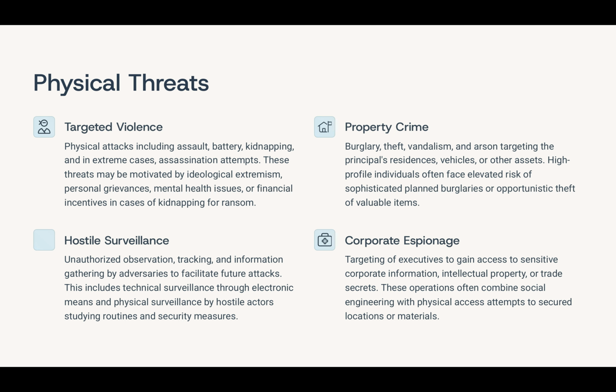Finally, executives can be targets of corporate espionage, where attackers attempt to gain physical access to secure locations or sensitive materials. These operations frequently blend social engineering tactics with physical entry methods to access proprietary information, intellectual property, or trade secrets. An effective executive protection strategy must address each of these physical threat vectors, employing proactive measures, robust protocols, and ongoing training to deter, detect, and respond to incidents before they escalate.